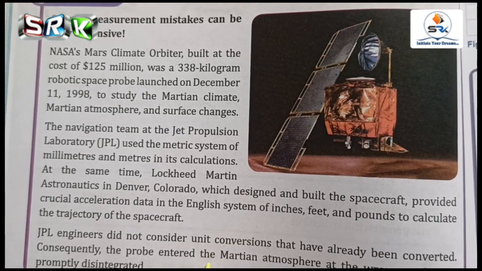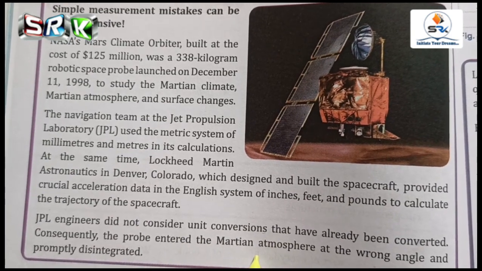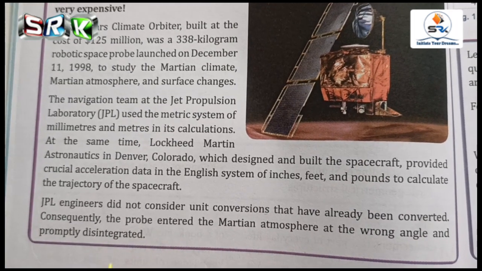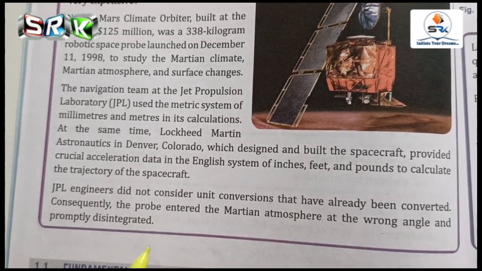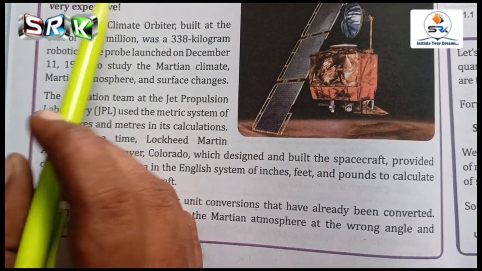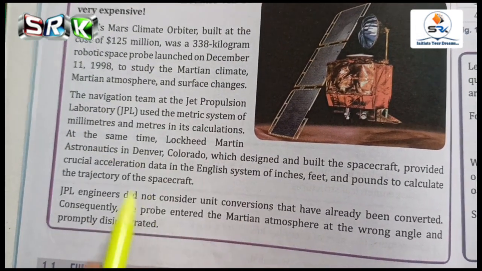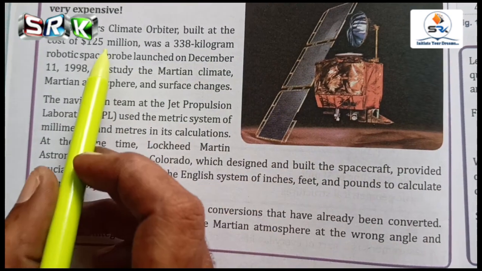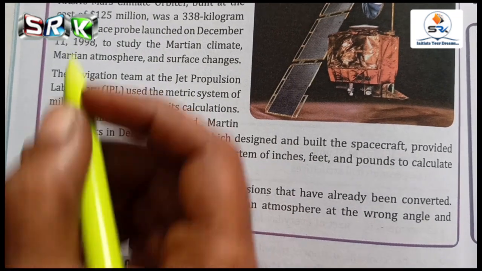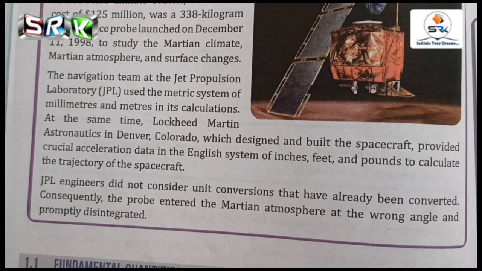So because of this what happened? The space probe, instead of entering into the Martian atmosphere, went in at the wrong angle and completely disintegrated. What is meant by disintegrate? That is, it is broken into small pieces. So that is what is given here. Simple measurement mistakes. Because of the small mistake they made, the entire spacecraft, whose cost is $125 million, completely disintegrated.